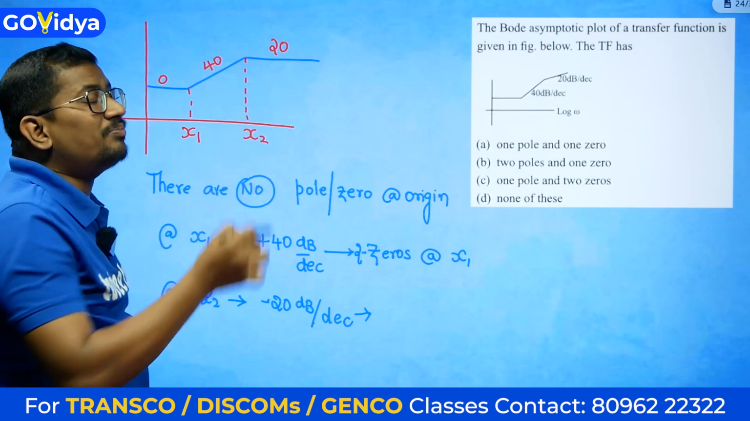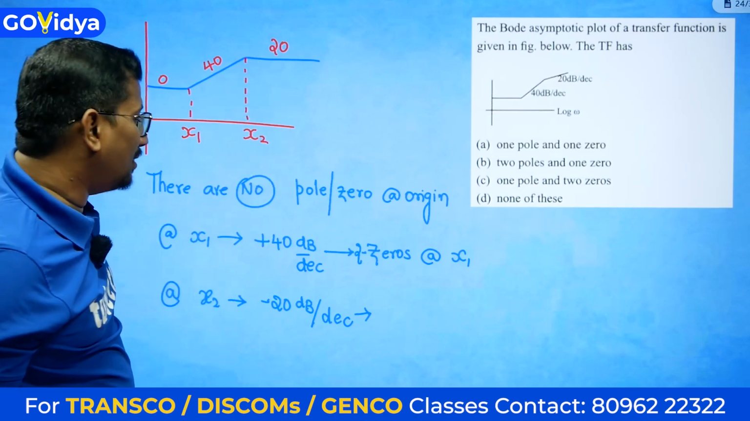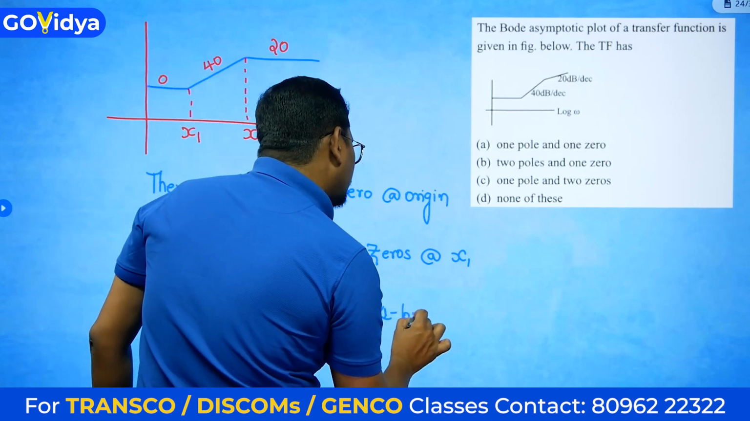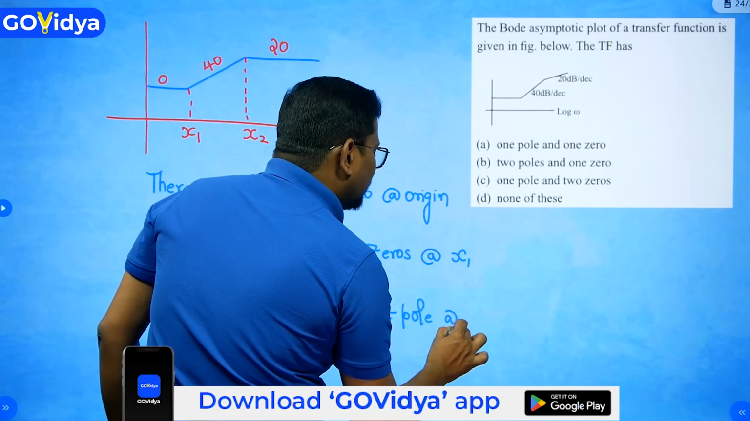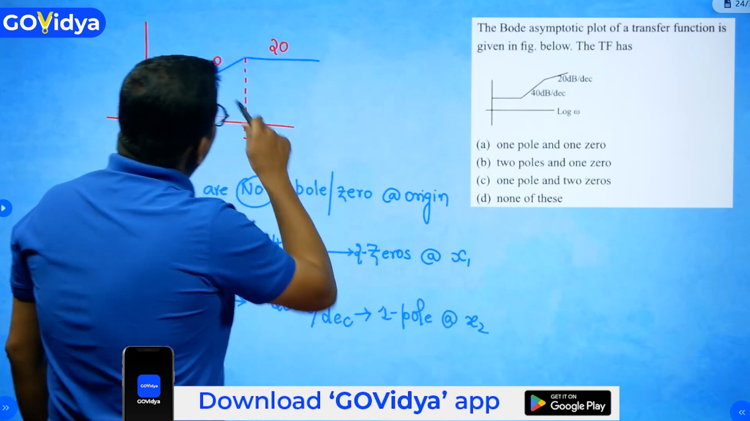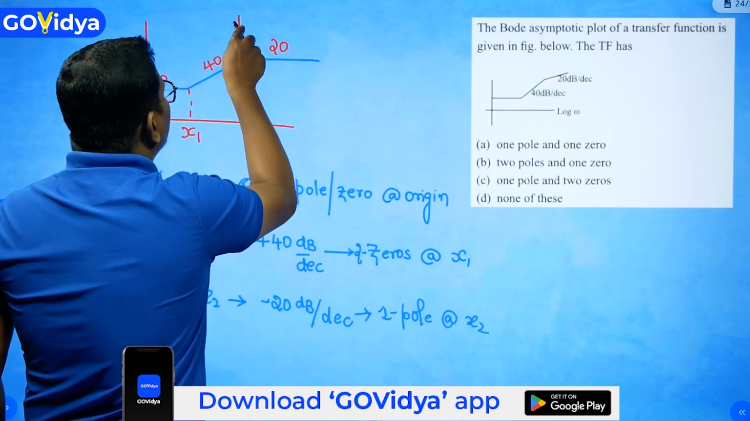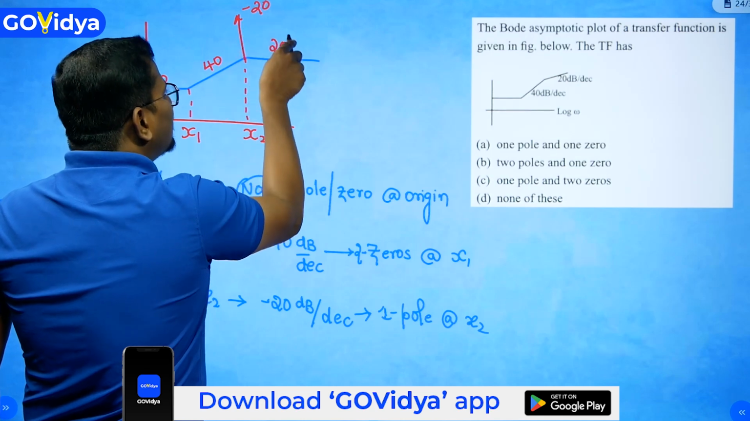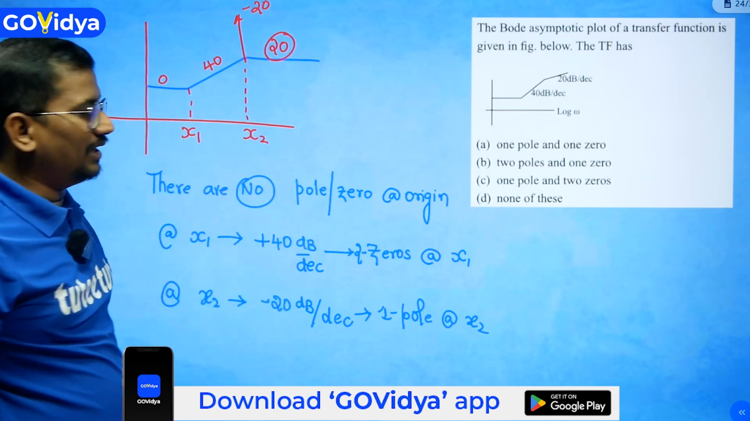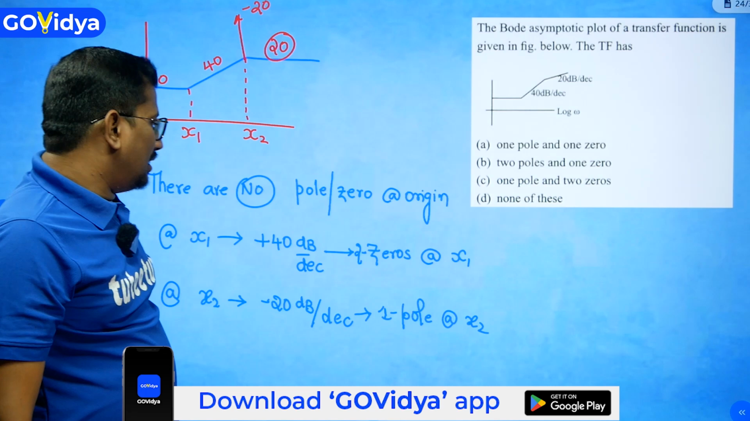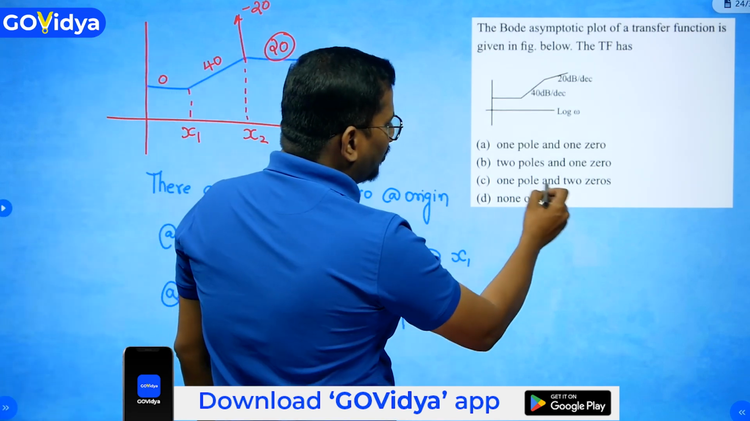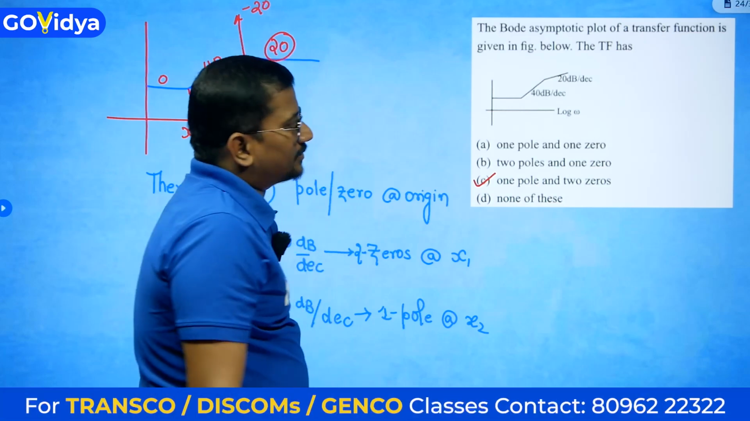Minus 20 dB per decade you have added means how much? Which is nothing but 1 pole. Simply we can say 1 pole at x2 you have added. So here you added minus 20. So plus 40 minus 20, resultant is plus 20. Clear now? So therefore 2 zeros and 1 pole. This is the correct answer.